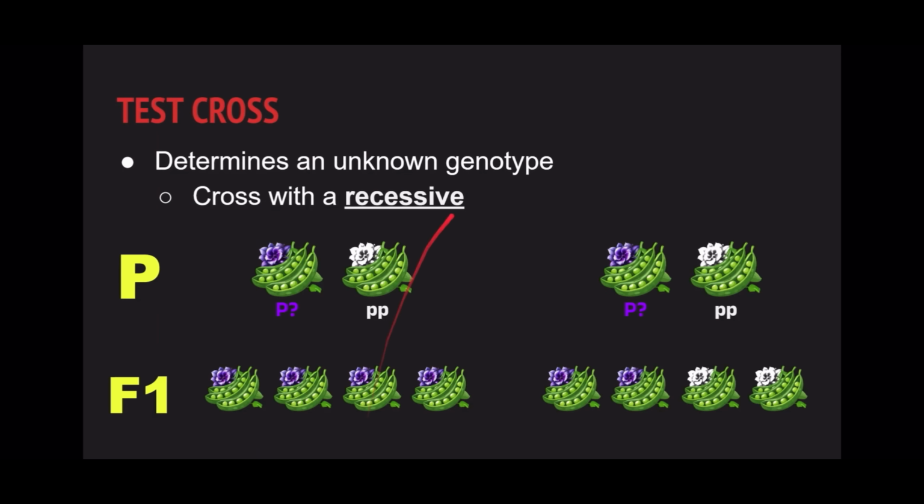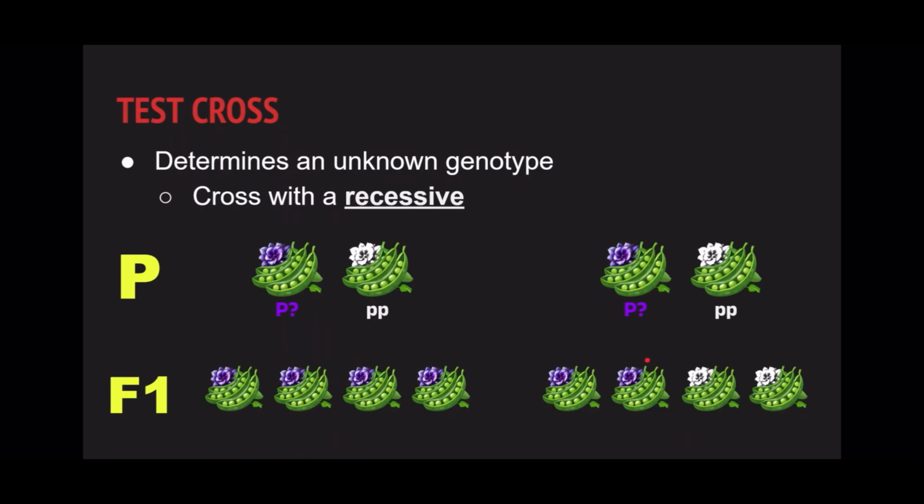If you don't know whether a plant showing the dominant trait is homozygous or heterozygous, a test cross can be used by crossing it with a homozygous recessive plant, and we can see how the offspring show the recessive trait and how to determine whether the unknown parent is heterozygous or homozygous dominant.